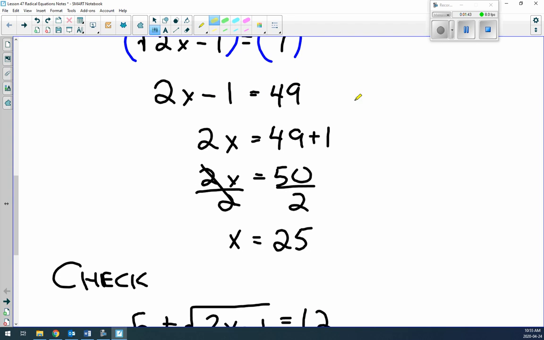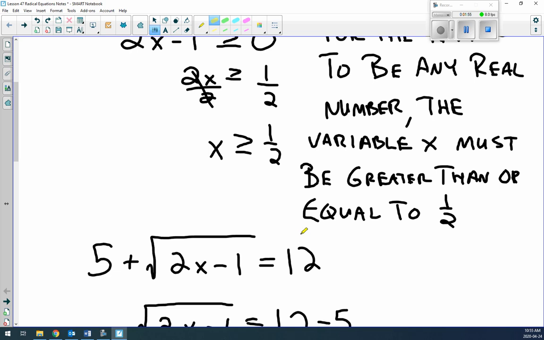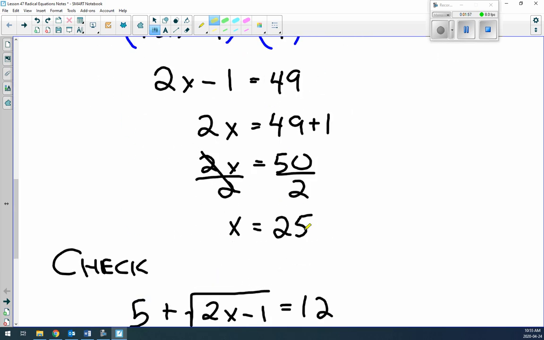We have negative 1, so add 1 to both sides. We end up with 2x equals 50. Then we divide both sides by 2 and end up with x equals 25. Now, is that okay with our restriction? Yeah, x has to be greater than or equal to a half, and this one falls into that category, so it could be an answer.